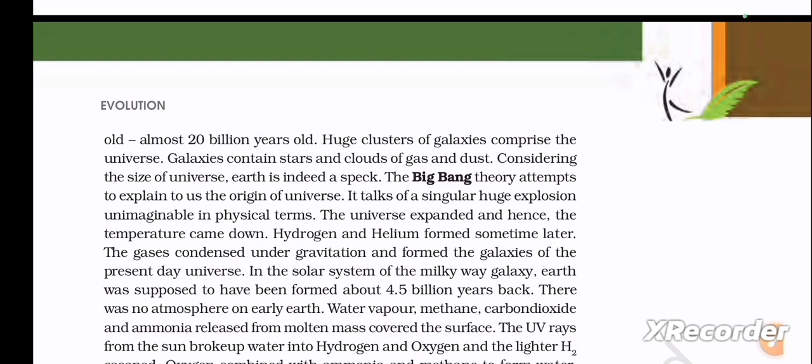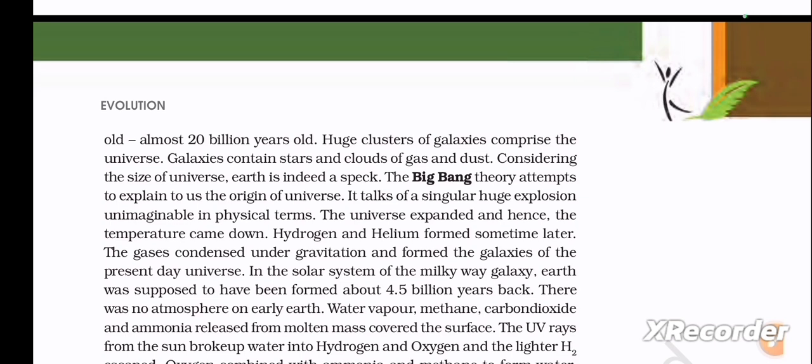The Big Bang theory attempts to explain to us the origin of universe. It talks of a singular huge explosion unimaginable in physical terms. The universe expanded and hence the temperature came down. Hydrogen and helium formed sometime later. The gases condensed under gravitation and formed the galaxies of the present day universe.